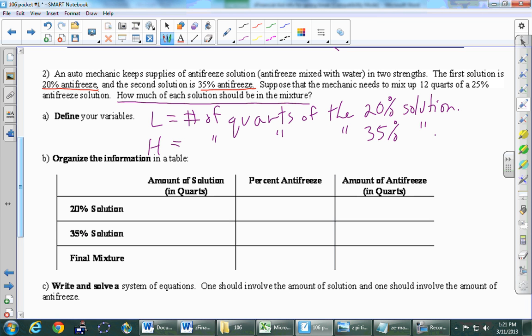Okay, so amount of solution in quarts. For the 20% solution, we came up with a letter. What letter did we choose? We chose L there. For the 35% solution, we called that one H. And then for the final mixture, this is actually in the problem. How many quarts of liquid are we looking for when all is said and done? It's 12, right there. So we want to mix 12 quarts.